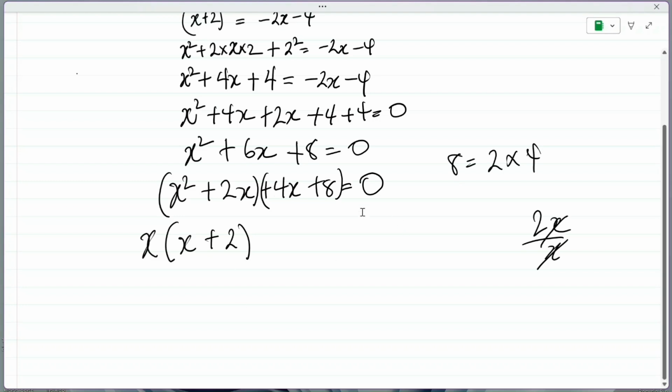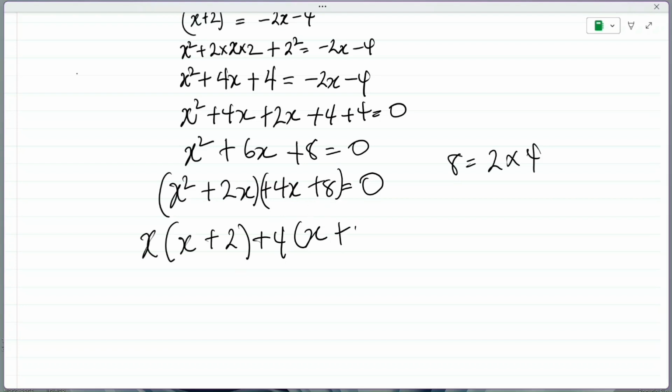You close your bracket. There's 4 here, and there's also 4 in 8. That's 4 times 2 is 8. So you bring out plus 4. Plus 4 is common. You have 4x divided by 4. The 4 will cancel this 4. You'll be left with x. Plus 4 in 8, or 8 divided by 4 is 2. You have 2 here. You close your bracket, equals 0.